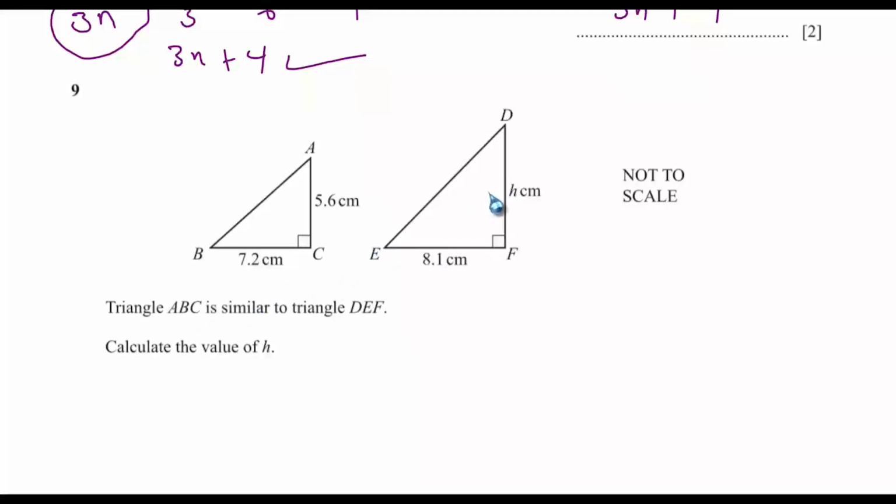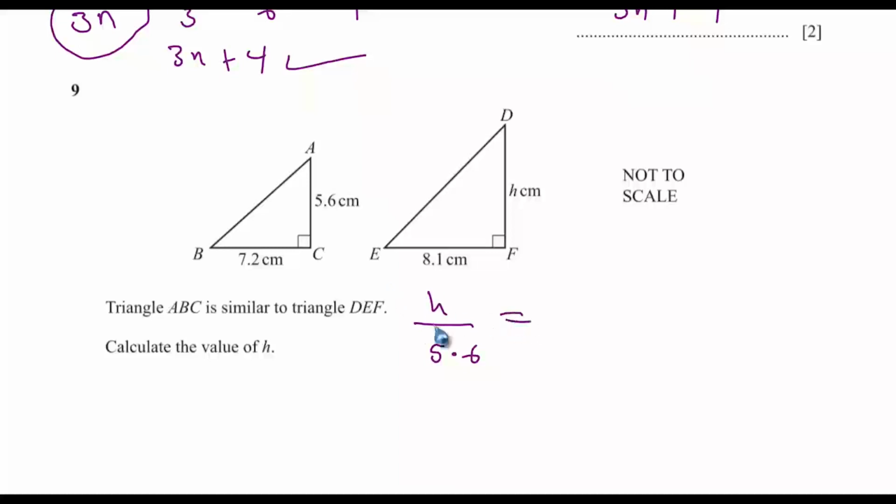So the order you start is very important. You can start from triangle ABC or triangle DEF. So I'm going to start from triangle DEF. So I'll take this side, DF, that is, the value is h, over the corresponding side in the second triangle, which will be AC, and the value is 5.6. So this is the ratio of corresponding sides.